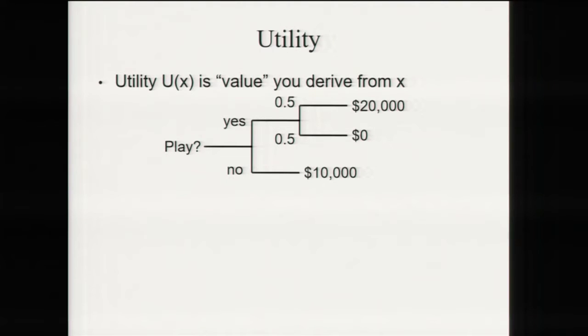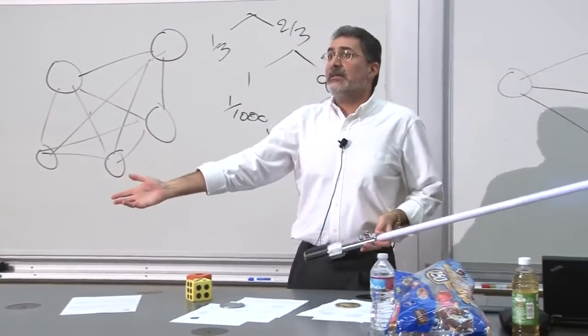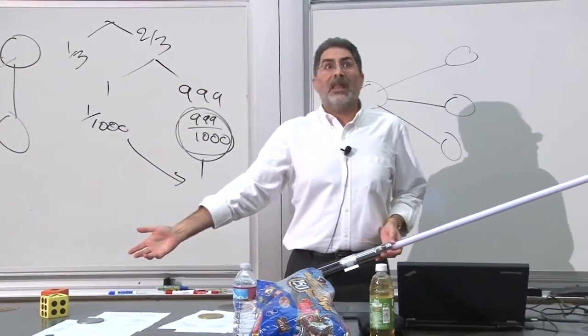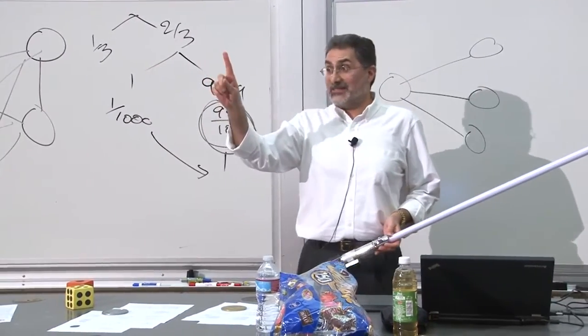You can choose to either play a game or not play a game. If you play the game, I will flip a fair coin, and with half likelihood, if it comes up heads, you win $20,000. Otherwise, you win nothing. If you choose not to play the game, you just get $10,000 guaranteed. How many people would play the game? How many people would not play the game? We play once.